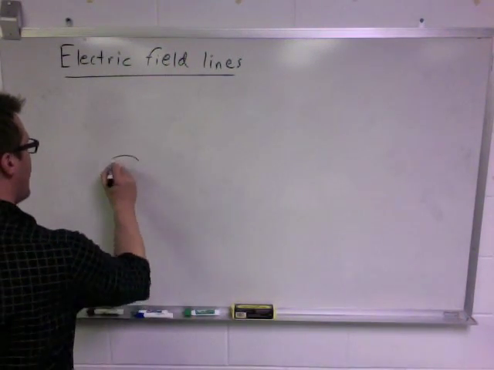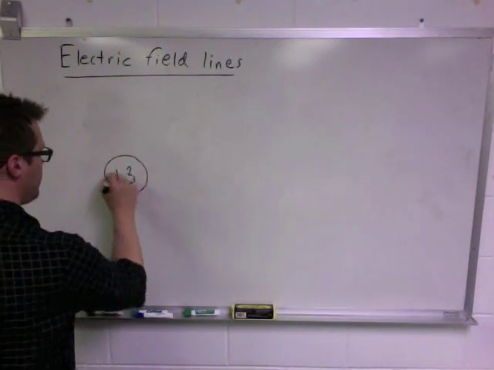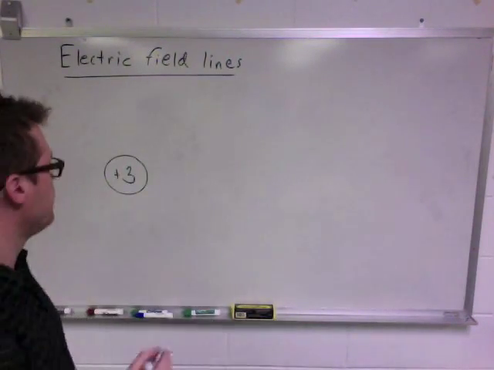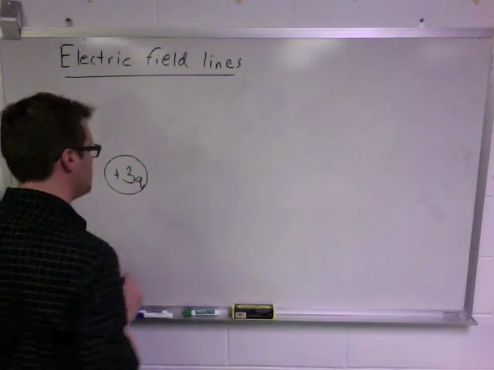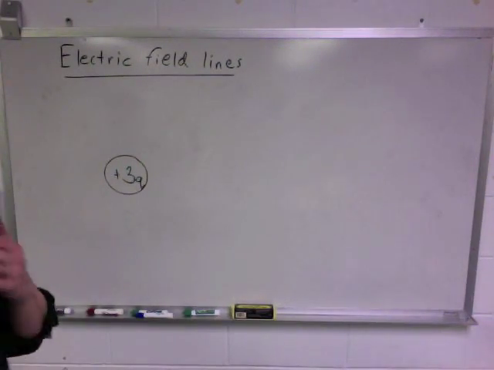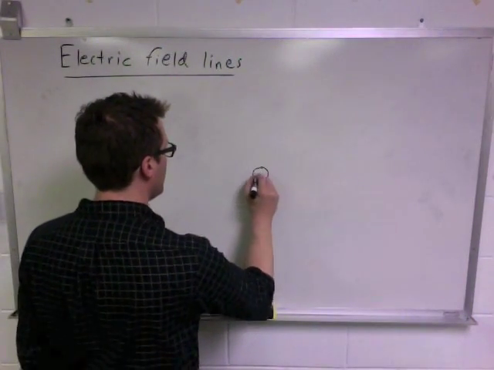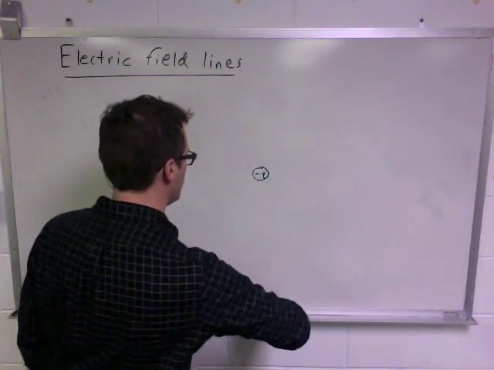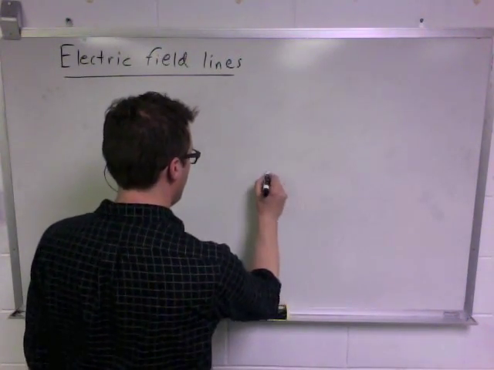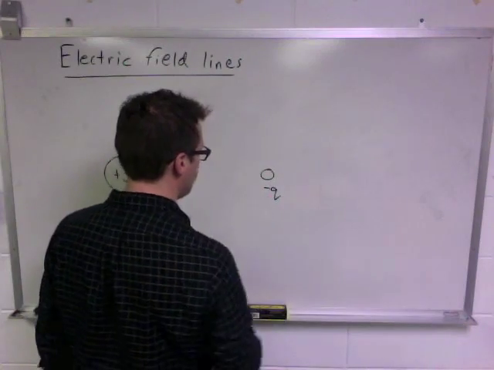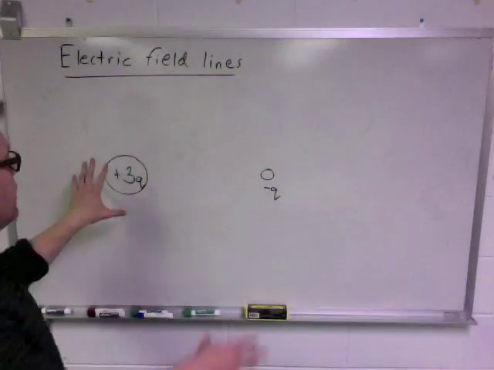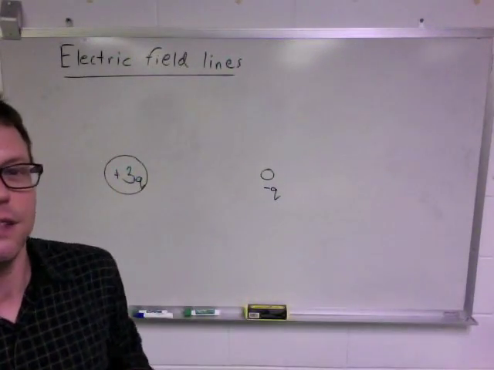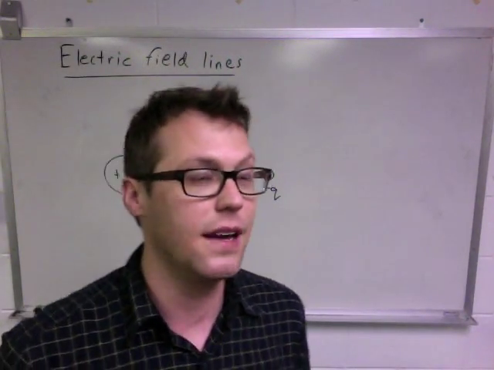So I'm going to imagine that I have a charge here. Let's say that it has +3 units of charge. So in some units, I'll say it's +3Q. And let's say that I have another charge over here that is -Q. Okay? This collection of charges is going to set up an electric field at all different points in space, and we would like a convenient way to visualize that.